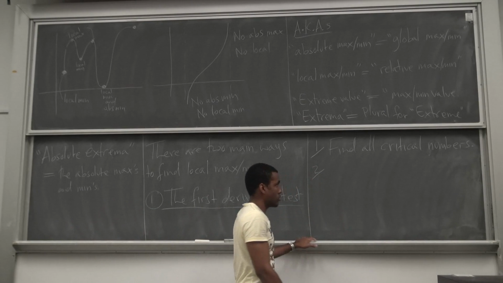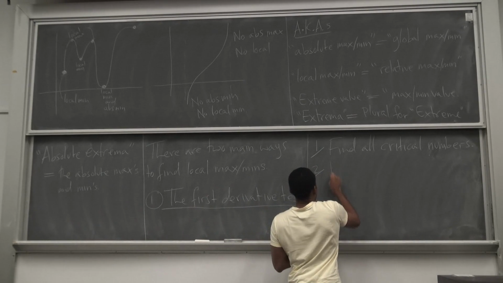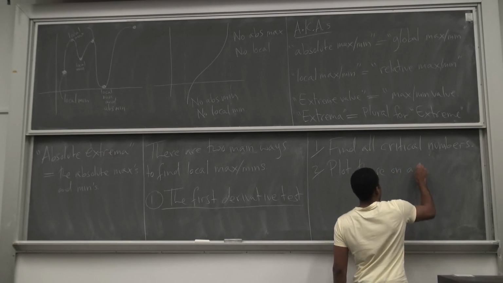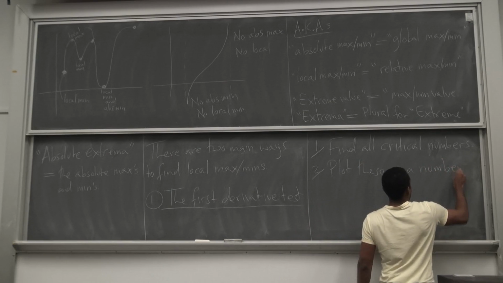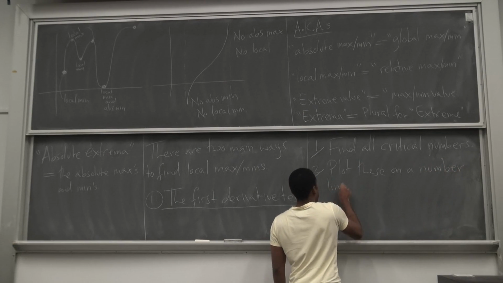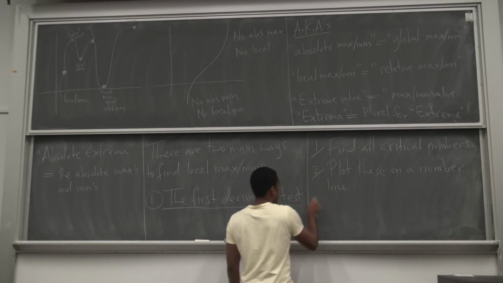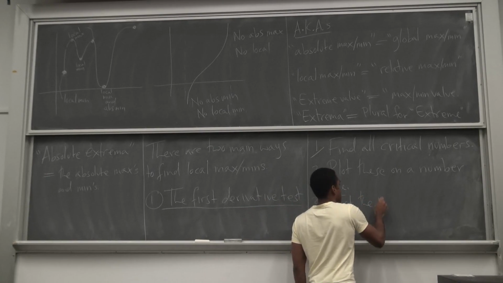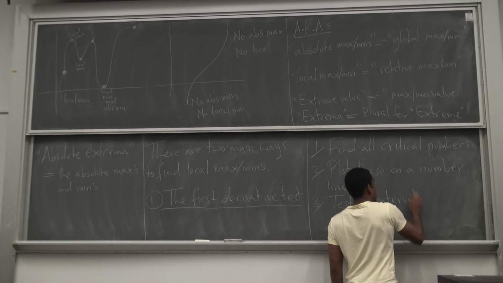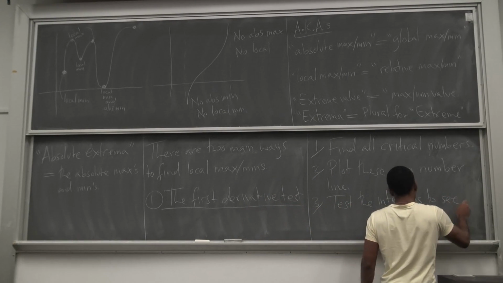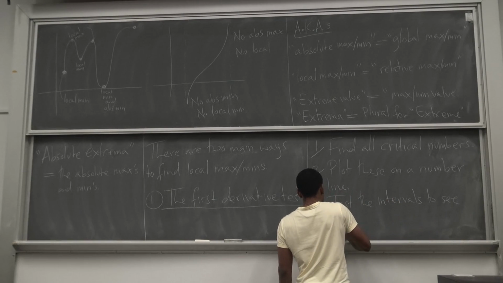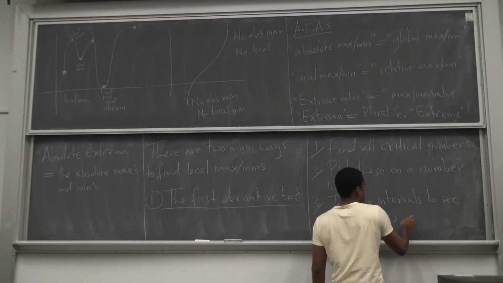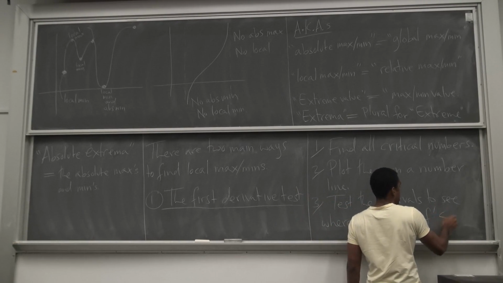Step two: plot these on the number line. Step three: test the intervals. Find out where f prime is positive or f prime is negative.